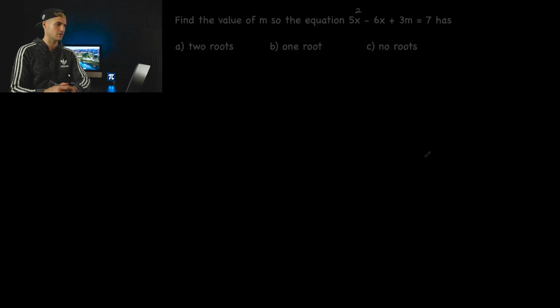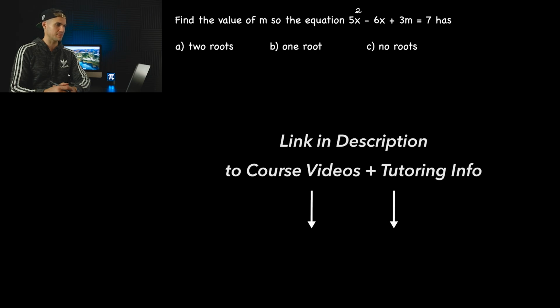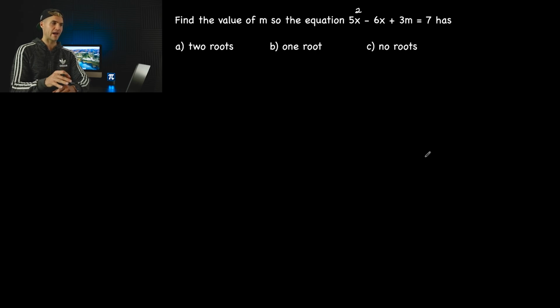Patrick here. Moving on to the next example. So here we have to find the value of m in this equation, 5x squared minus 6x plus 3m is equal to 7. For that equation, there are going to be three scenarios: 2 roots, 1 root, and no roots. And instead of roots, it could also say solutions, right? So 2 solutions, 1 solution, no solutions. And notice that this is a quadratic equation. We got this x squared here.